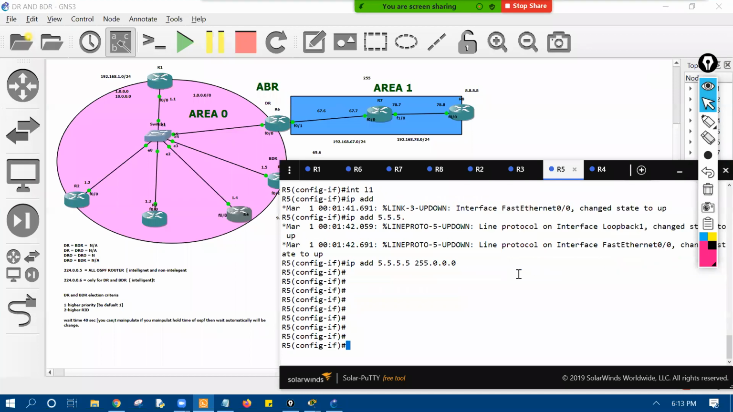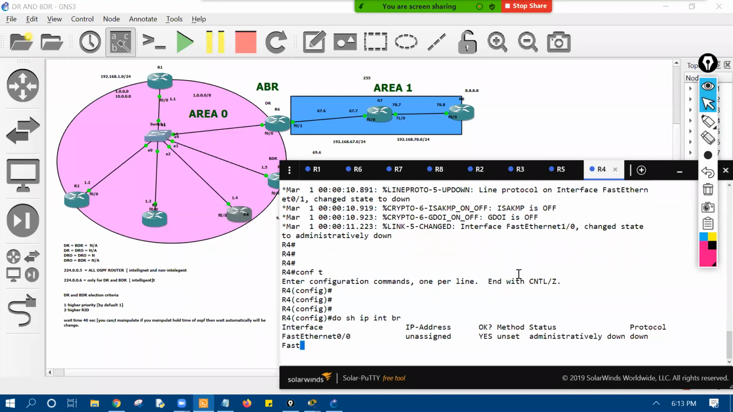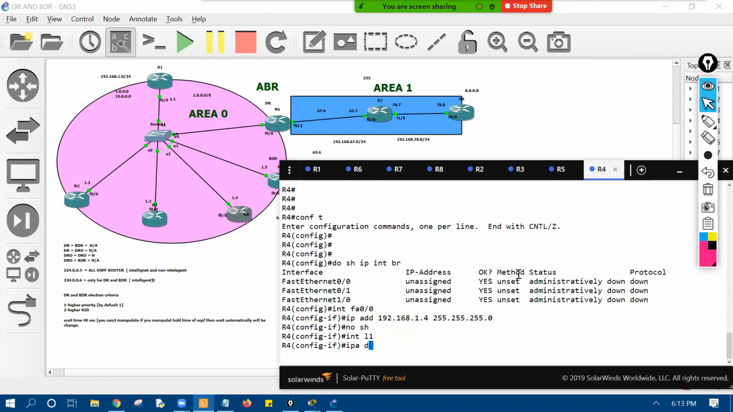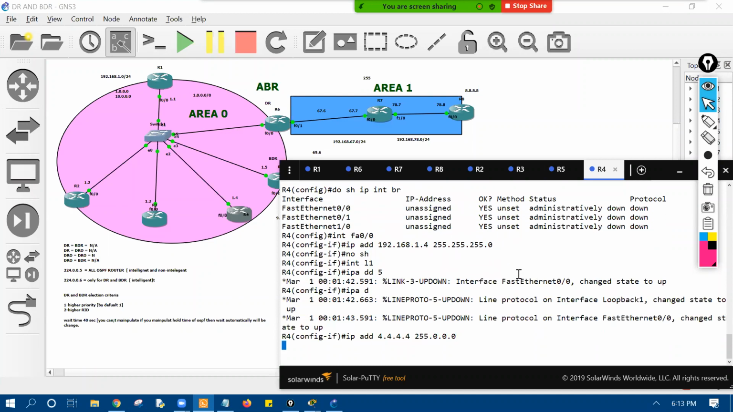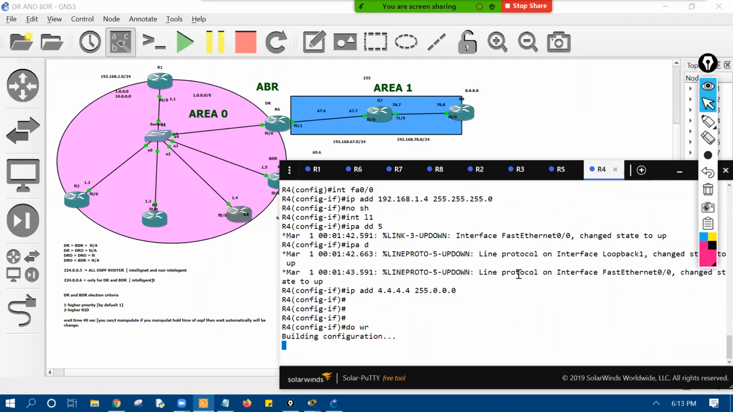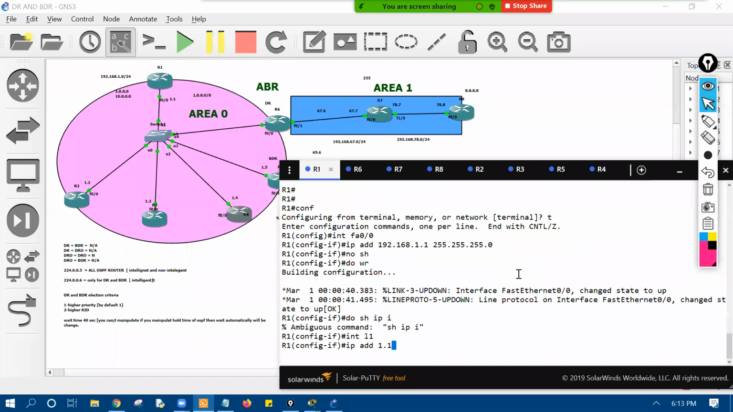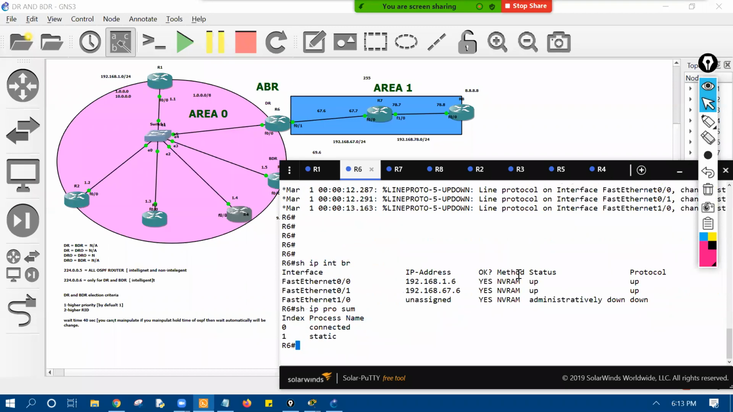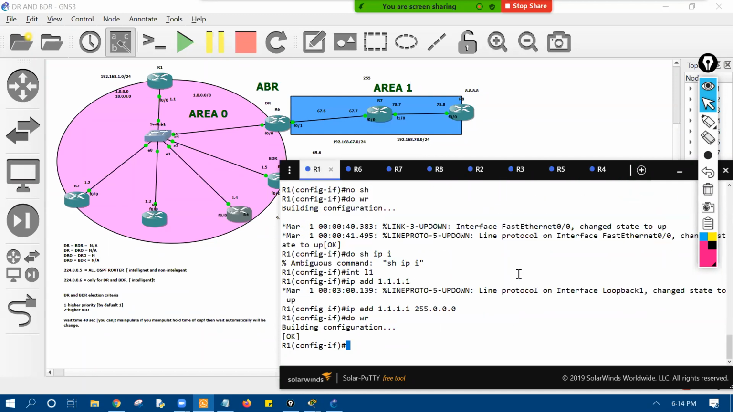Okay, so loopback has been created on R4. Interface 0/0 IP address will be 4/24, so no shutdown, interface loopback number 1. Done, right? R4 is complete. R1 is almost complete. R6 complete. R7 no issue. R8 perfect, right? So everyone is completed.